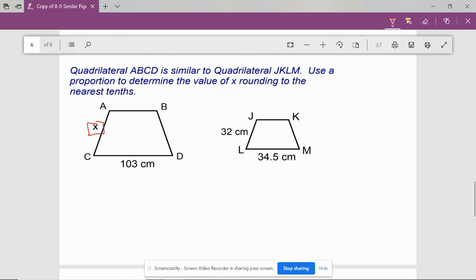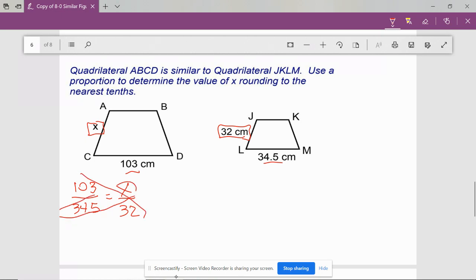They are not squares because we do not have 90-degree angles. But again, I'm telling you in the first sentence that they are similar to each other, so we know that they're proportional. We know that the angles are the same, so we are just going to set up a proportion to find the value of x, which is our missing side. So as we do that, we have 103 over 34.5, it's going to be equal to x over 32. Let's make sure that we are always getting the right numbers matched up.